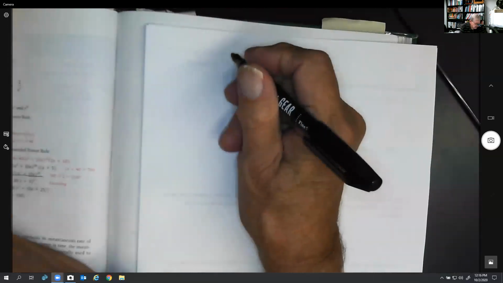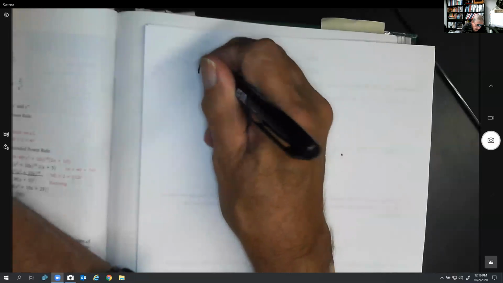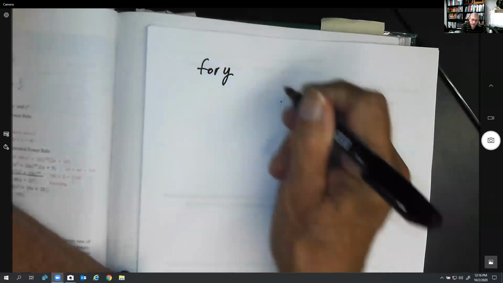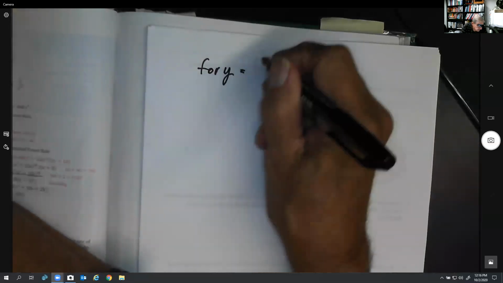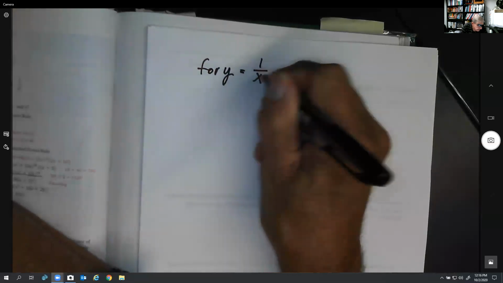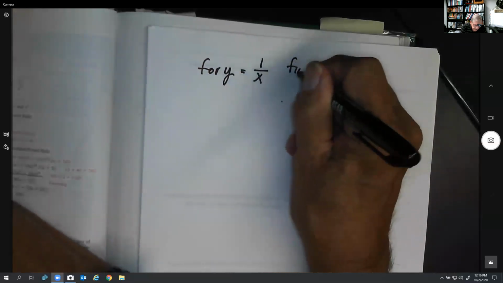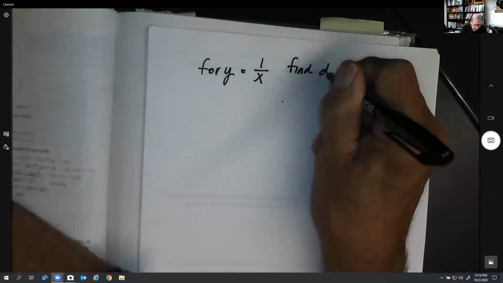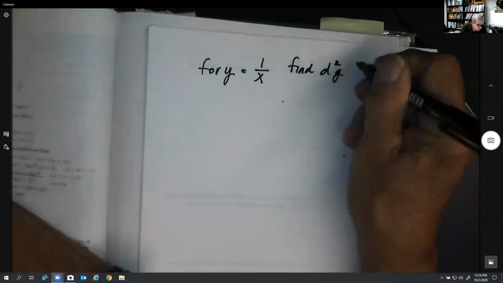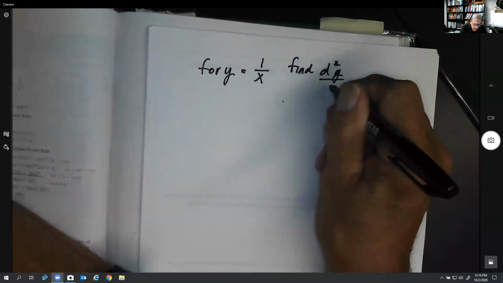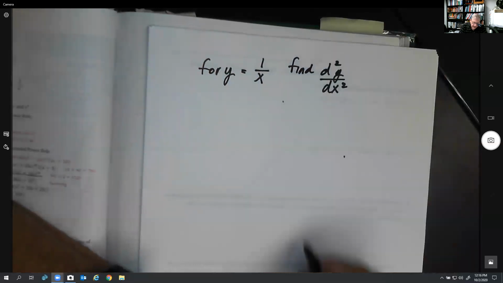All right, so let's try a couple in the book. Here's one. Here's an interesting one. It says, for y equals 1 over x, find, using Leibniz notation, the second derivative. That's what that's saying.